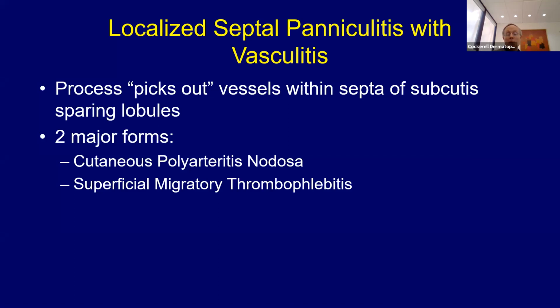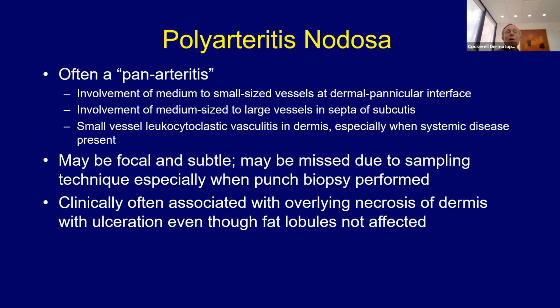probably because it doesn't spread to the smaller blood vessels. But the two main forms, like we talked about last week, were Polyarteritis Nodosa, which is a pan-arteritis. It can involve anywhere from small to medium-sized blood vessels up in the dermis to the larger medium-sized blood vessels down in the septa and the subcutaneous fat, and give you a small vessel leukocytoclastic vasculitis. And again, that is seen more commonly with the systemic form of the disease than the large blood vessel type that we see in the skin. It's sort of the opposite of what you might think. And it can be relatively focal and subtle. And unless you really sample this blood vessel, you will miss the diagnosis.